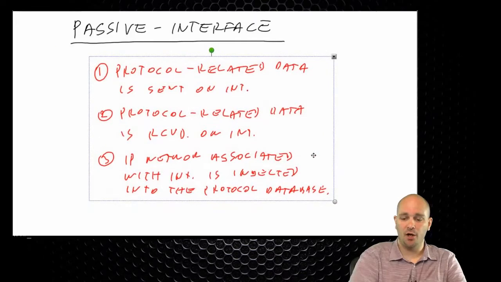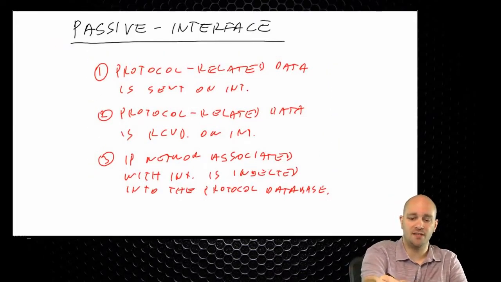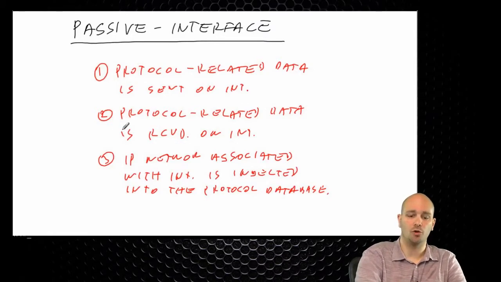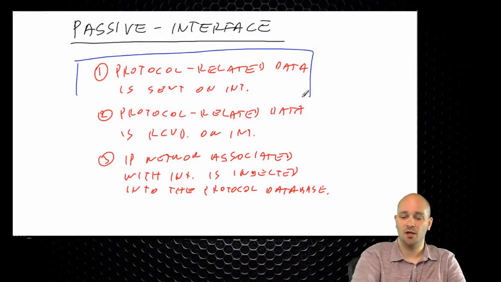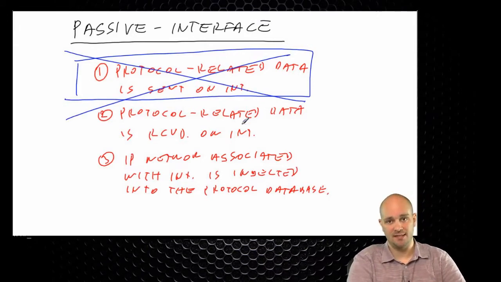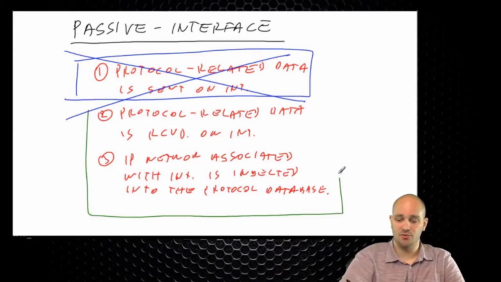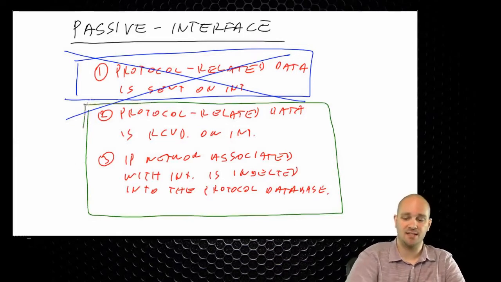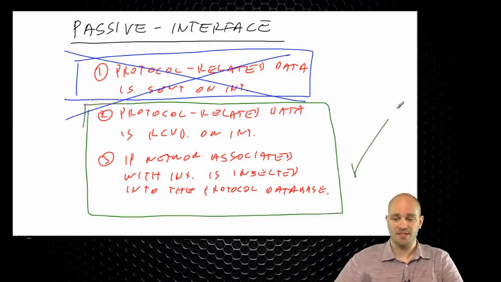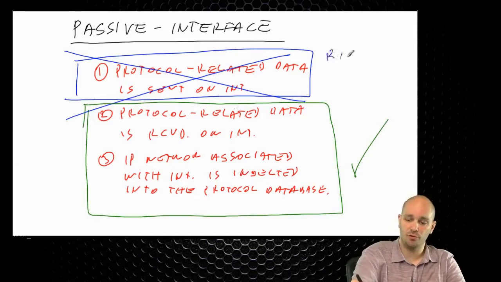Now, when you declare a particular interface as passive, regardless of the protocol in use, this thing here, thing number 1, is not going to happen. So this functionality is disabled. But these two functionalities, that protocol-related data is received and that the network is advertised as internal, still happen. This is true for all IGP routing protocols. This is true for RIP. This is true for EIGRP. This is true for OSPF.